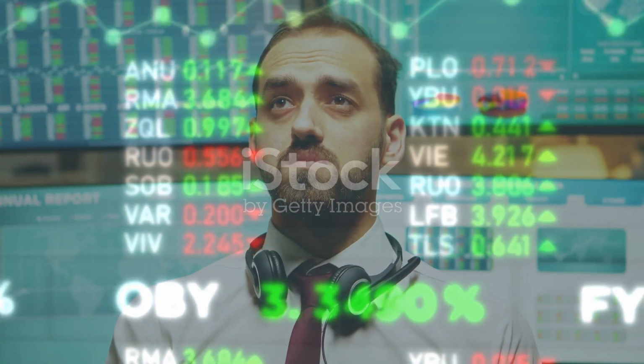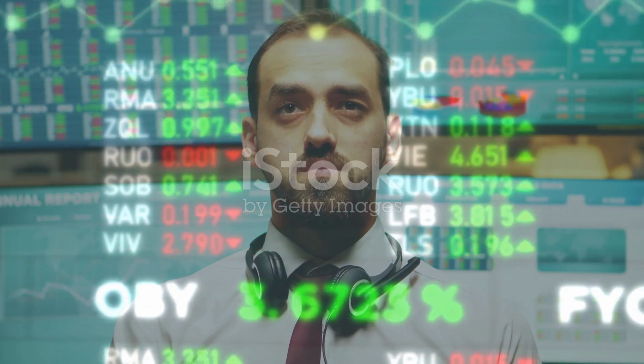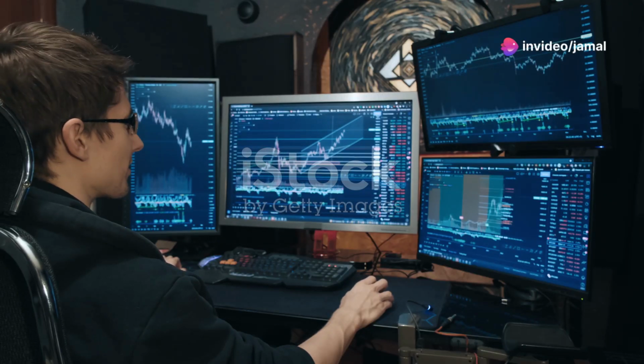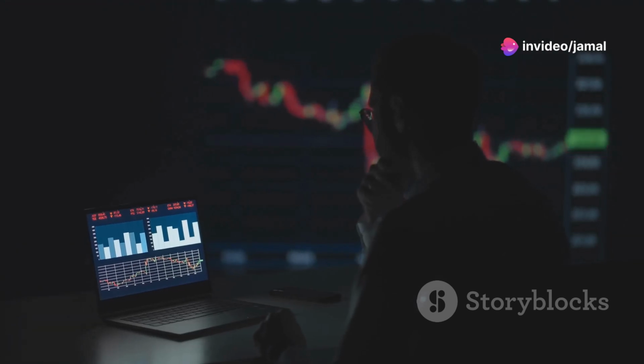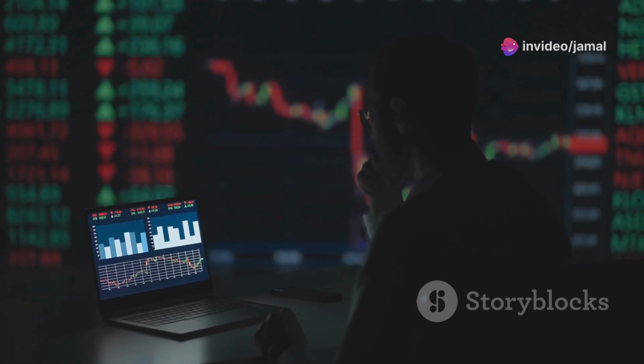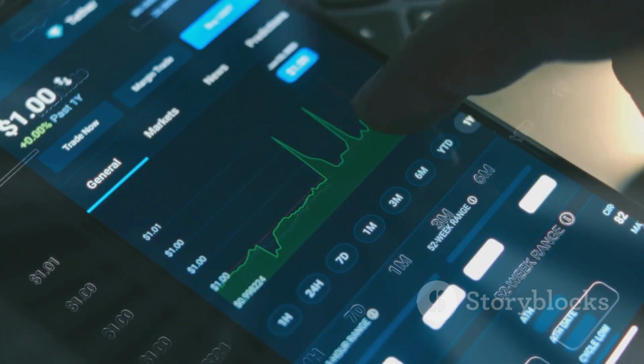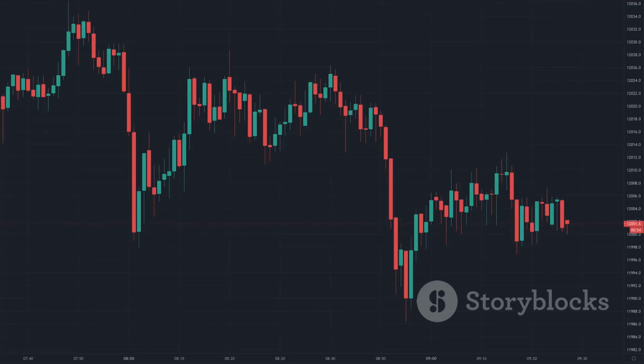Section 7. Conclusion and encouragement. In conclusion, technical analysis is essential for Forex trading. It helps traders make informed decisions based on past market data. Key concepts like trends, support, and resistance are the foundation. Candlestick patterns, moving averages, and indicators like RSI and MACD are valuable tools.